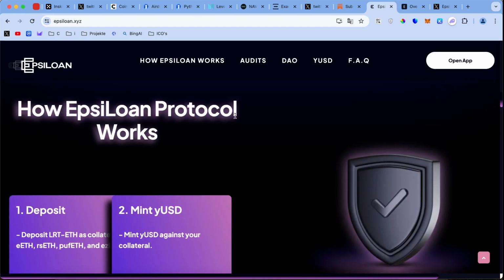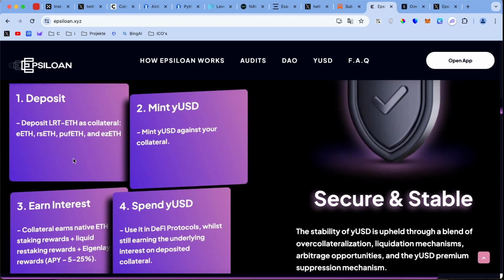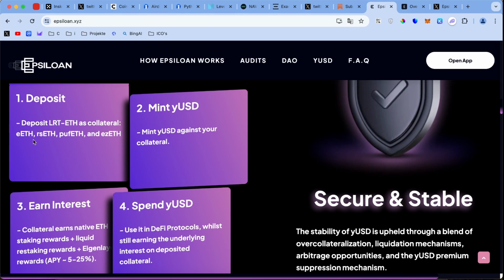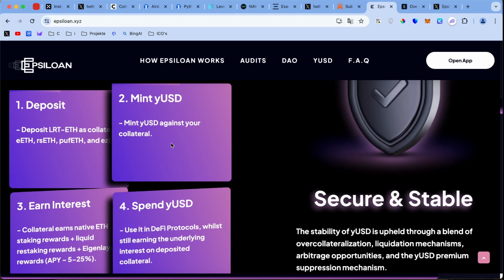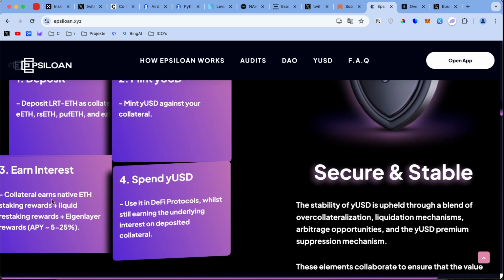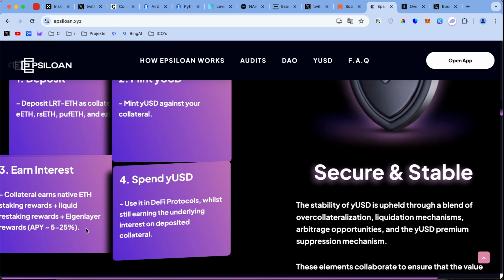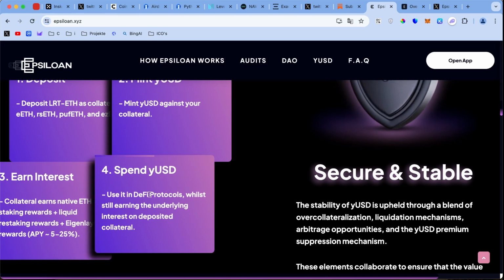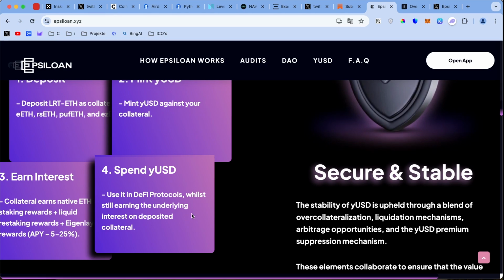So how the Epsilon protocol works is really huge and really great. First, you need to deposit LRT, which is the liquid restaking token ETH, as collateral. For example, eETH, rsETH, pufETH, and ETH. Then you can mint YUSD against your collateral and earn interest, as collateral earns native ETH staking rewards plus the liquid restaking rewards plus the EigenLayer rewards, which applies an APY of 5 to 25% on your collateral, which you used to mint stablecoins, which you can use in DeFi protocols while still earning the underlying interest on deposited collateral.